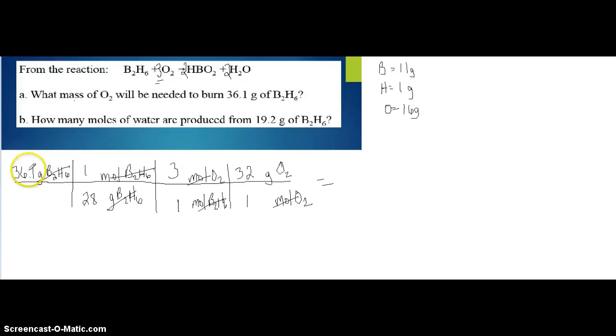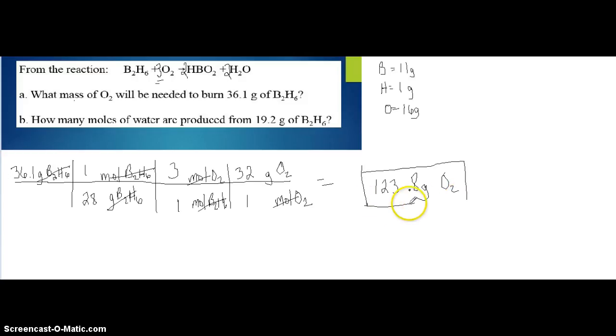All I do now is multiply by everything on top. So 36.1 times 1 times 3 times 32. And then divide that by what's on the bottom, which is 28. When I do all my math, I get 123.8 grams of oxygen. Okay, so that's the first problem. That was part A.